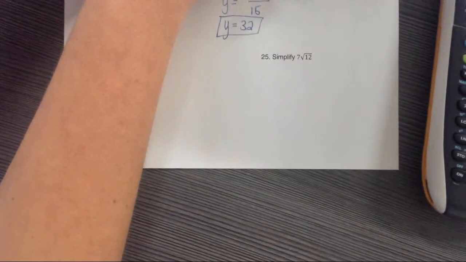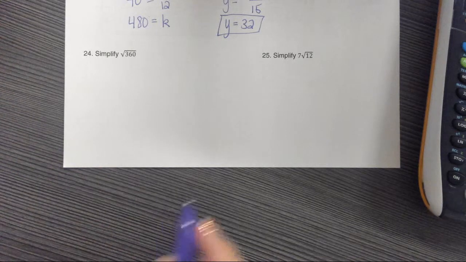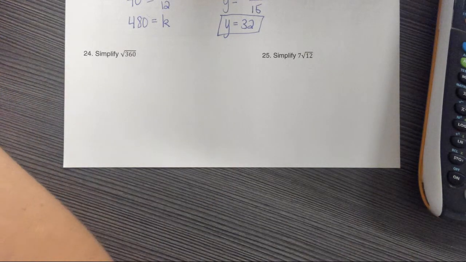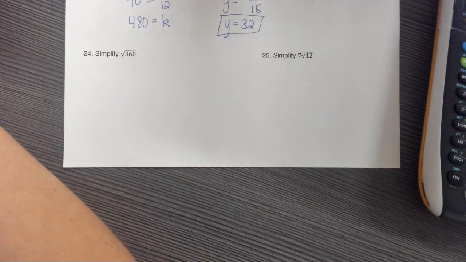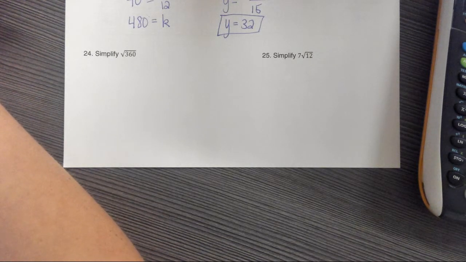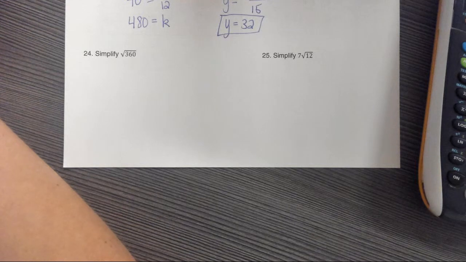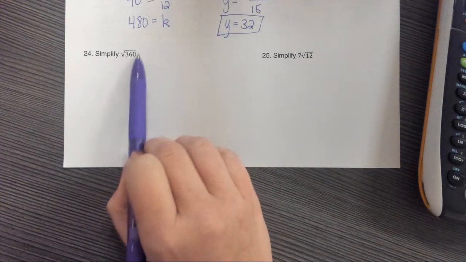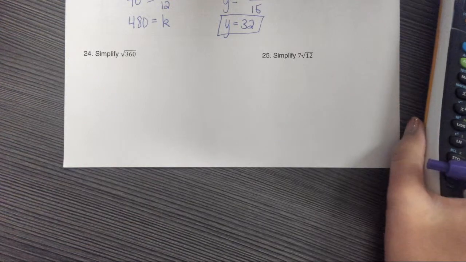All right, and then the last two are simplifying radicals. So when you simplify radicals, remember what you're looking for are perfect square factors. And we touched on this earlier, but your perfect squares are 1, 4, 9, 16, 25, 36, 49, 64, 81, 100, and so on. So what I'm trying to do is break up 360 into perfect square factors.